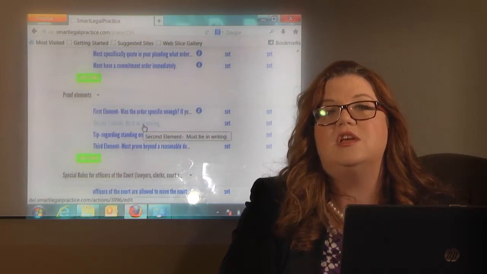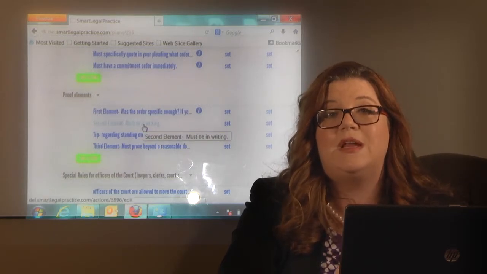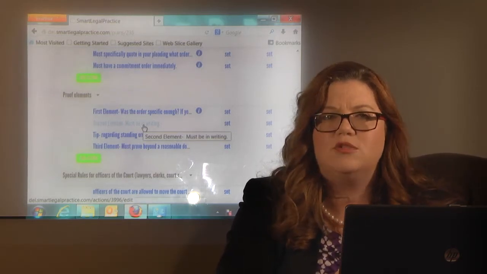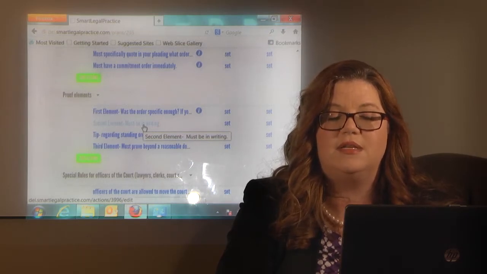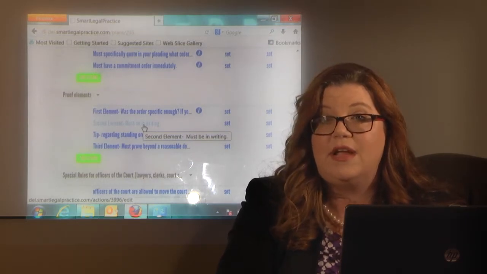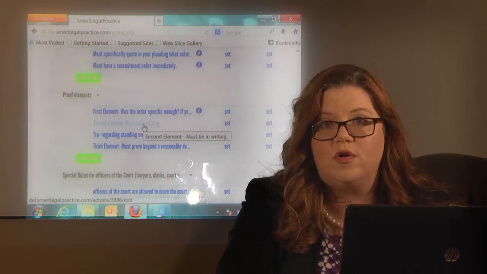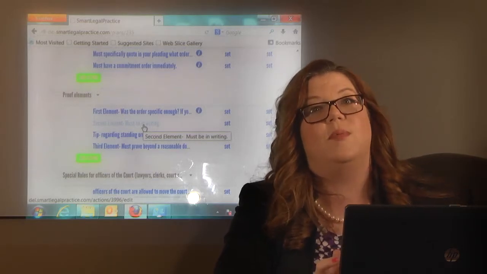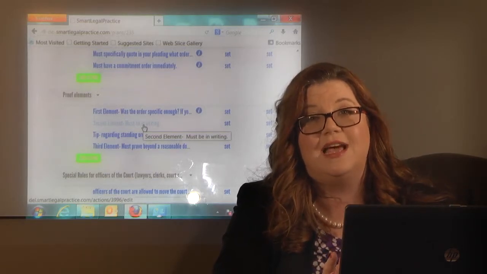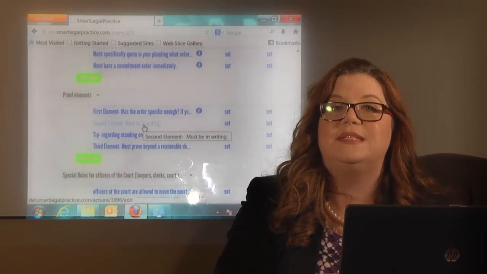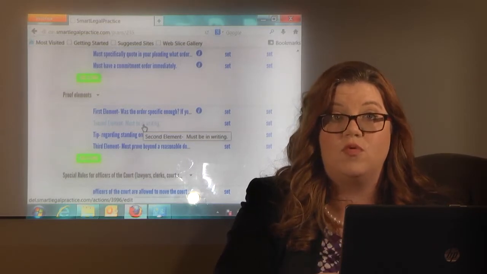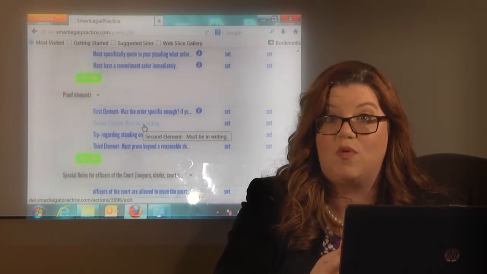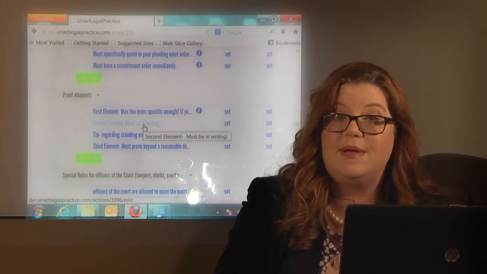The second element is that whatever they were ordered to do must be in writing. Now, let me give you an example where that sounds obvious, but it might not be. Let's say in your last hearing in open court, the judge ordered the other party to do something, but no one had a prepared order, even though I advised that. No one did. And no order has been submitted yet. So in open court, they were ordered to do it, but nobody has put it in writing yet. That's a problem because it must be in writing.